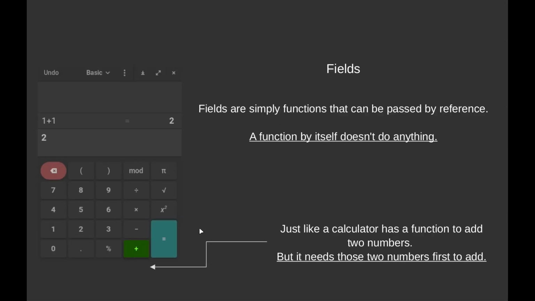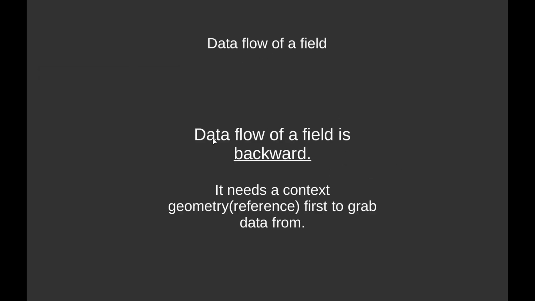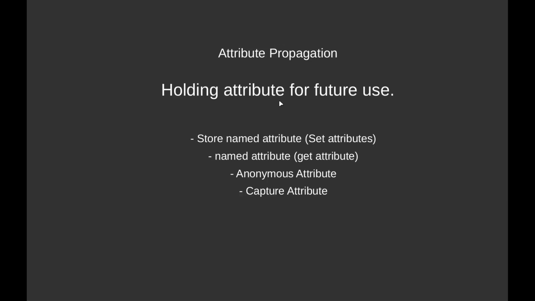We talked about field, what is actually function. Fields are actually simply functions that can be passed by reference. We talked about what is function and what is reference. Reference means the geometry itself. And the data flow of field. Data flow of field is backward. It needs a context geometry, the reference first, to grab the data from. And we understood that attribute propagation is holding attribute for future use. That's all. So that's it.